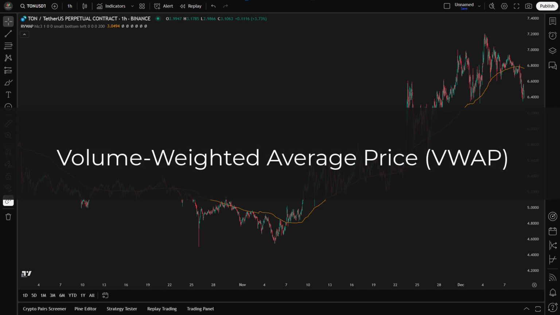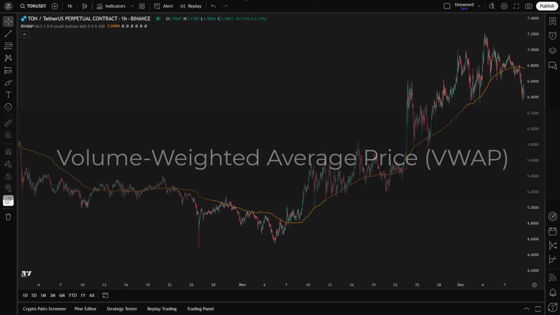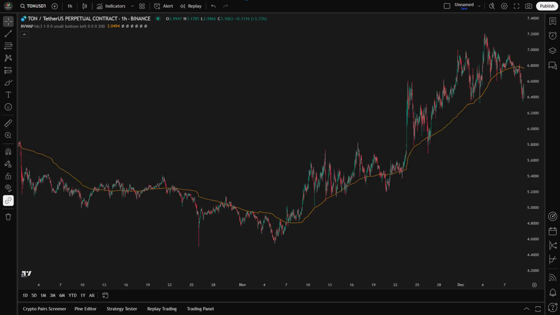The VWAP indicator, or Volume Weighted Average Price, shows the average price a security has traded at during a certain period, taking into account both price and trading volume. This means prices with higher trading volume have more influence on the average. It's often used to see whether the market is generally moving up or down.